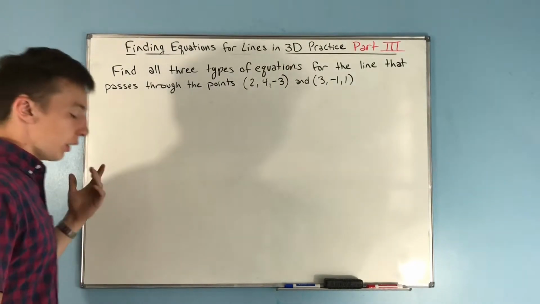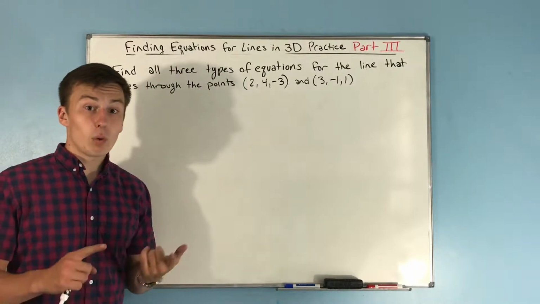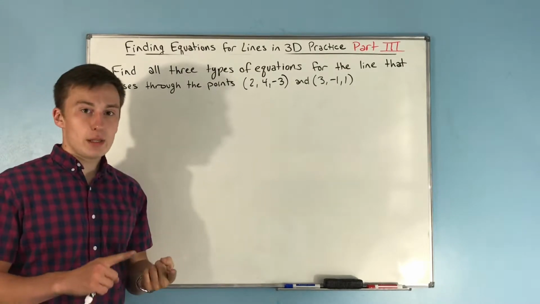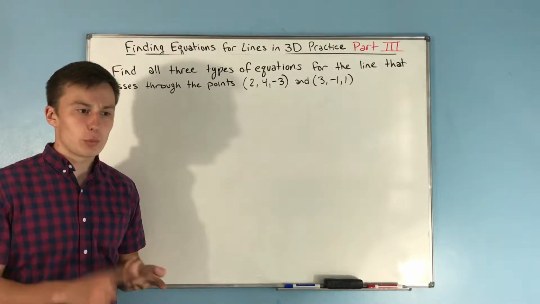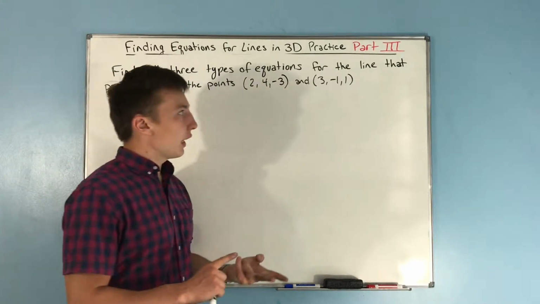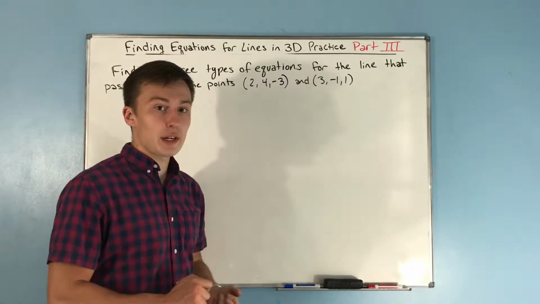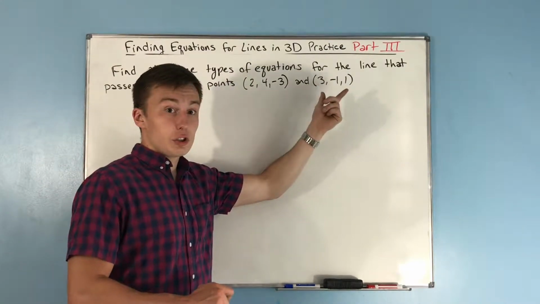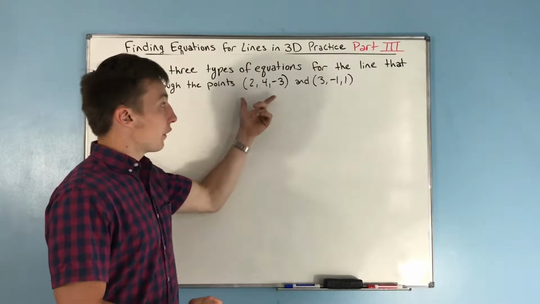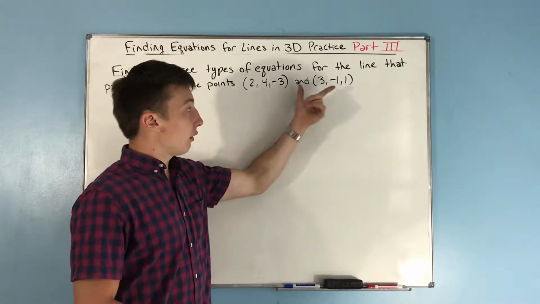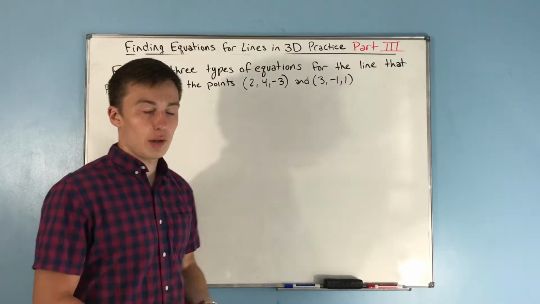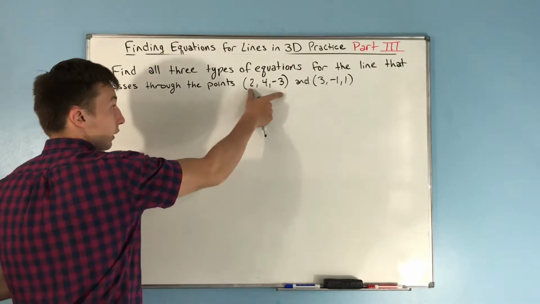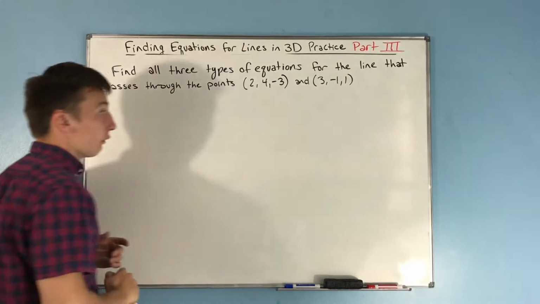What do we need for the equation of a line? Well, we need a point. We have 2 points here, and we need the direction of the line, a vector that represents the direction. We don't have that here, but the line passes through these 2 points, so we can find the direction by doing this minus this. That will give us a vector that goes from (2, 4, -3) to (3, -1, 1).